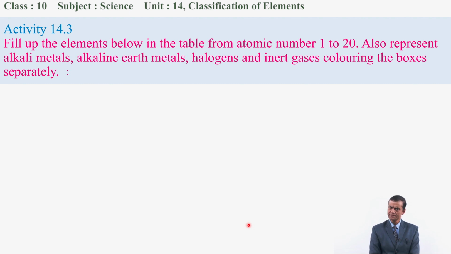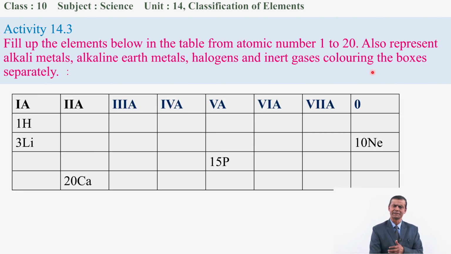And dear students, let's practice one exercise, one activity, isn't it? What activity we have to do? Look at your book. In your textbook there is given activity 14.3. Fill up the element below in the table from the atomic number 1 to 20. Also represent alkali metal, alkaline earth metal, halogen and the inert gases. Coloring the boxes separately. You have to indicate which is alkali metal. You can show the separate color.